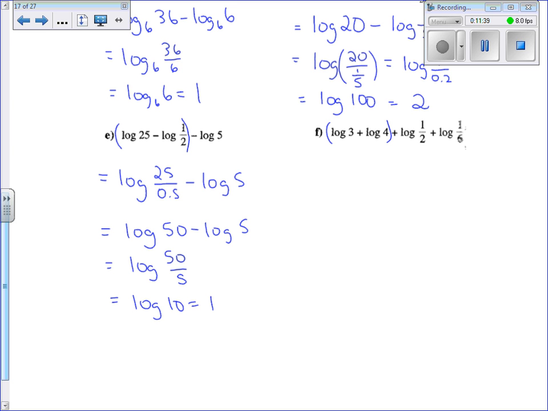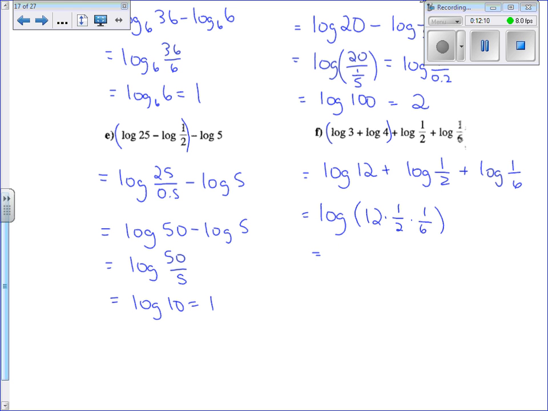Log base 10 of 3 plus log base 10 of 4. So that's going to give me log base 10 of 12 plus log 1/2 plus log 1/6. So this is log, and these are all additions, so I'm just going to multiply them all. 12 times 1/2 times 1 over 6. So that gives me log of 12 over 12. That gives me log 1, which is 0.